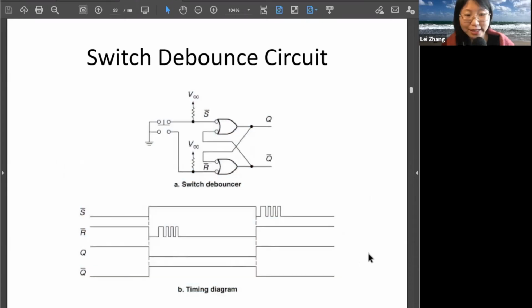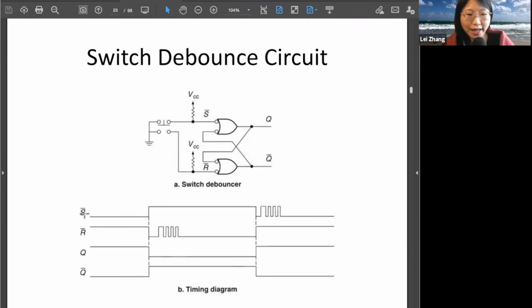So this is the connection of the switch debounce circuit. We added a NAND latch here, so we have the active low input to the latch, and this active low input to the latch is actually the output of the push button. Let's have a look at the timing diagram.